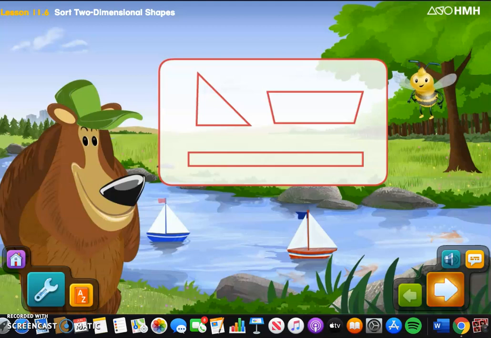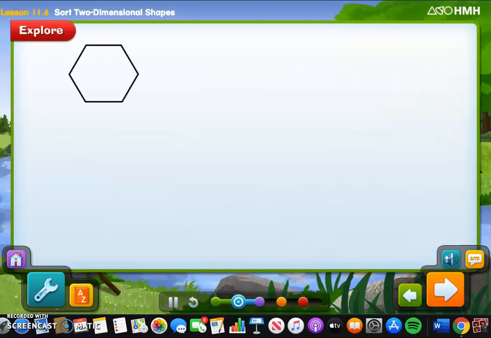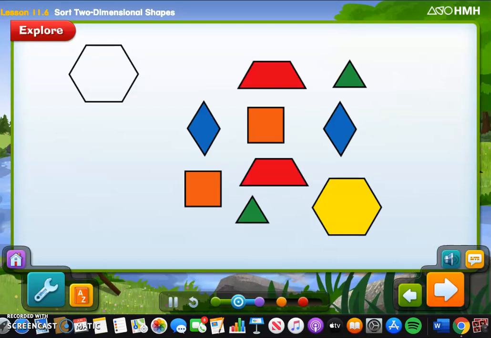I think what he was trying to say there was let's learn how to sort two-dimensional shapes. So let's go ahead and figure that out. This shape is called a hexagon. Can you find a single color shape that we can use to cover the hexagon? Here it is. We can use this yellow shape to cover the hexagon. It has the same size and shape as the hexagon.